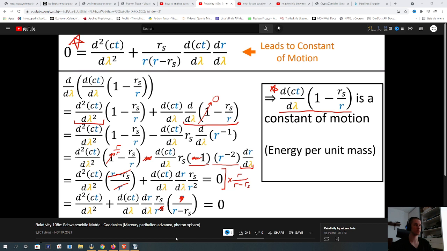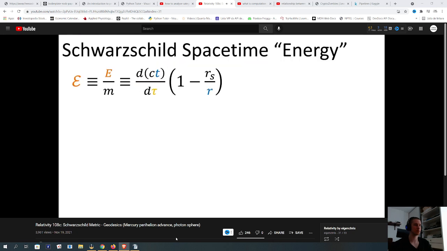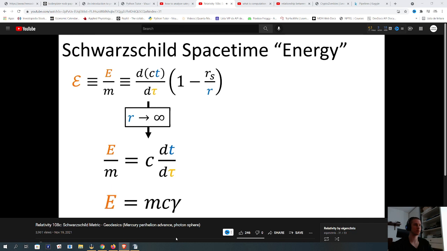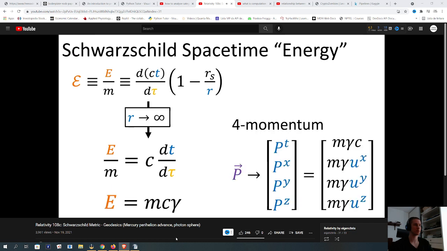This constant is sort of like the energy per unit mass, which we will denote by curly E. If we look at this constant of motion very far away from the mass as r approaches infinity, and rewrite dt by d tau as gamma, and multiply by mass, we see that this value is the time component of the four momentum vector from special relativity. So this is one reason why we refer to this constant of motion as energy.